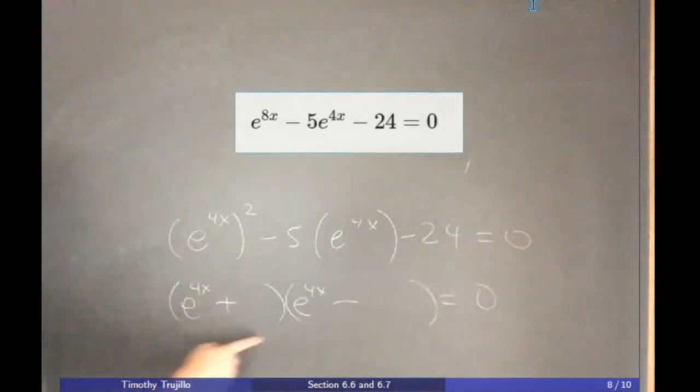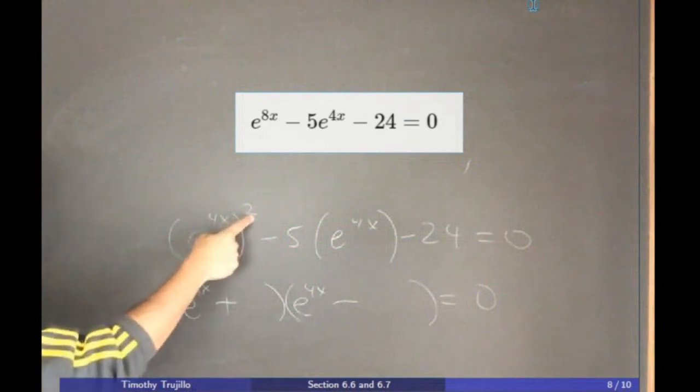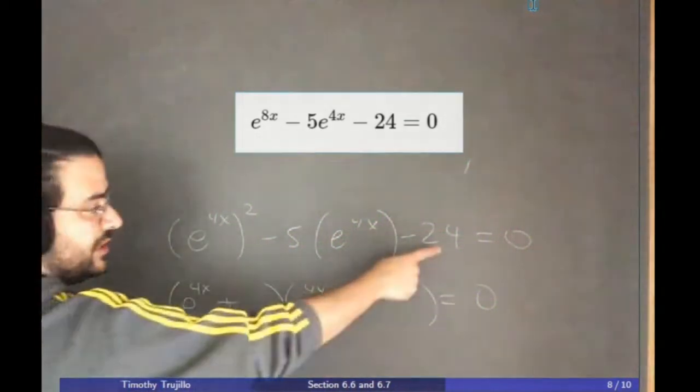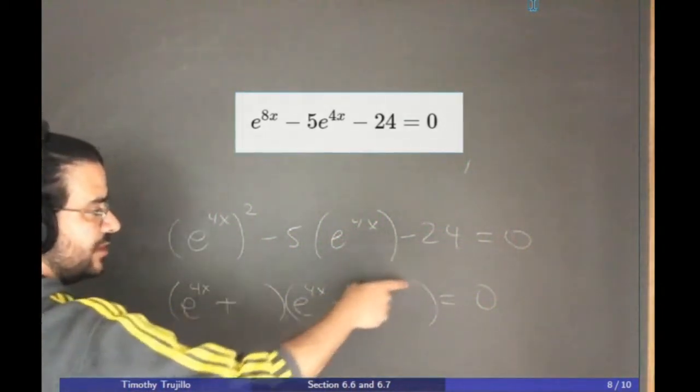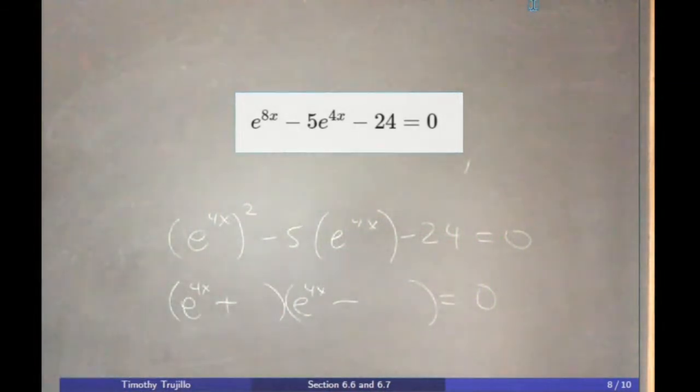And so this would be e to the 4x, e to the 4x, so that's why you get e to the 4x squared. We need two factors that multiply together to give us 24 and add together to give us 5. What do we get for those two factors? Two things that multiply together to give us 24, but add together to give us... yeah, it's 8 and 3, right?